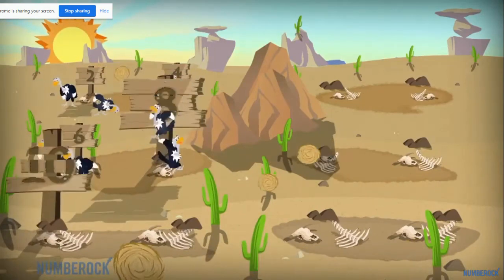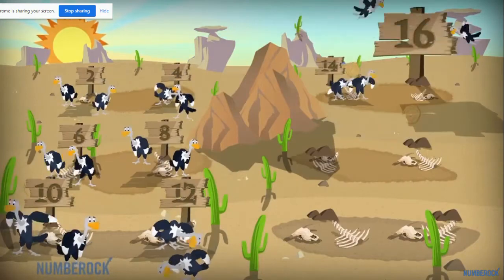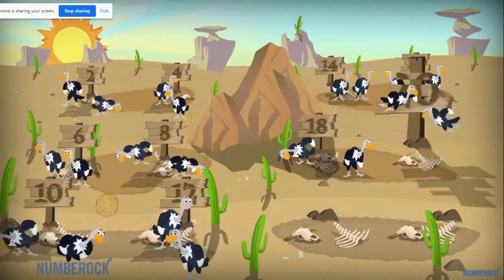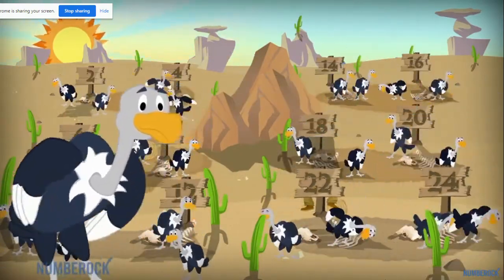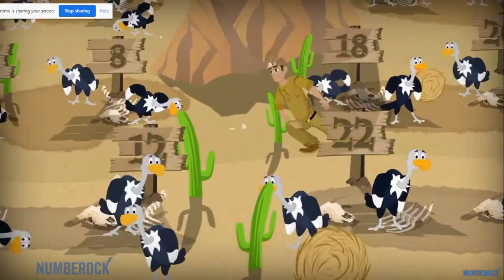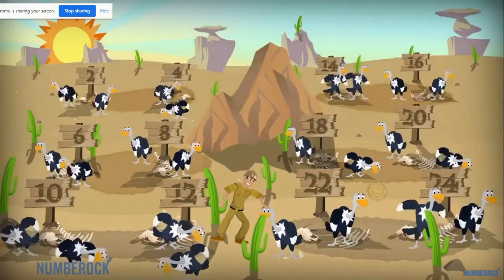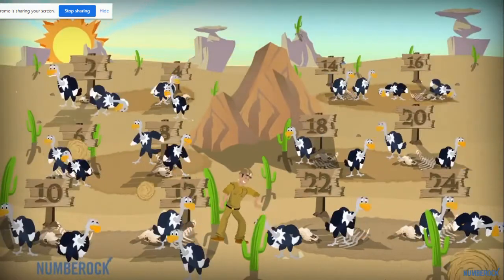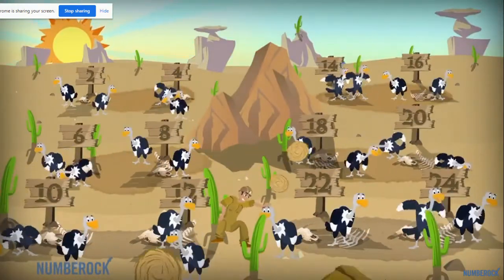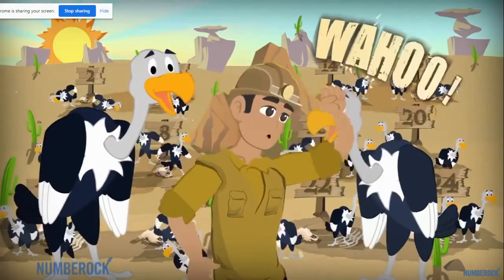2, 4, 6, 8, 10, 12, 14, 16, 18, 20, 22, 24. Walking condors. They get together in twos like they often do. And when they do, they all sing wahoo.